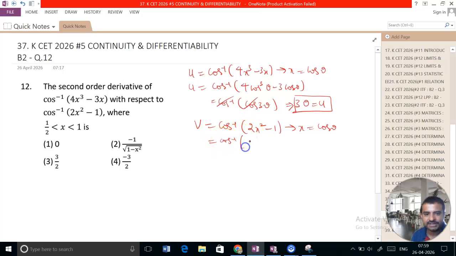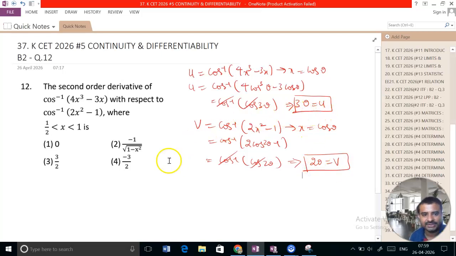See, cos inverse of 2 cos square theta minus 1, and I hope you know that 2 cos square theta minus 1 is cos 2 theta. Cos inverse cos gets cancelled. You are remaining with 2 theta. Therefore, your function v reduces to 2 theta and your function u reduces to 3 theta.